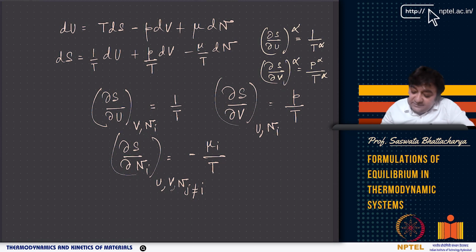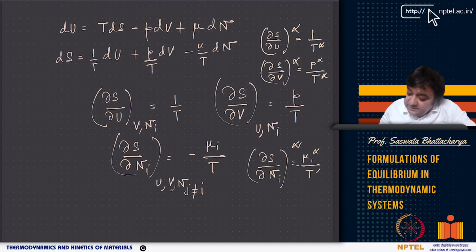And del S del N I, where I can be A or B. If I is A, then B is constant, right? Del S del N I alpha is nothing but minus mu I alpha by T alpha. There is a minus sign here, and I can be A or B, right? We know this relation. We have talked about this in the previous class.